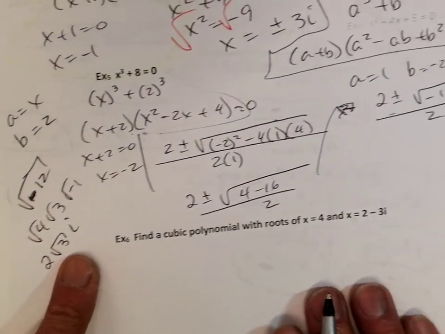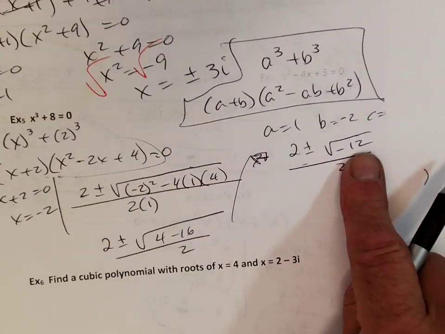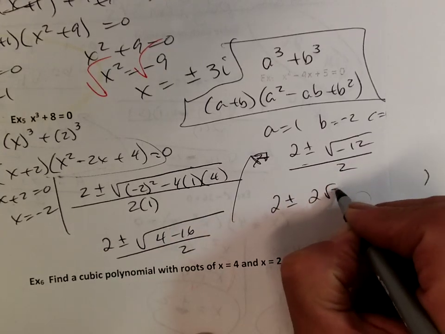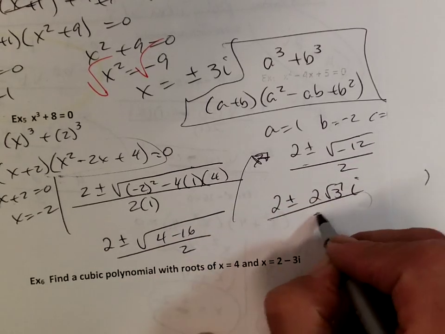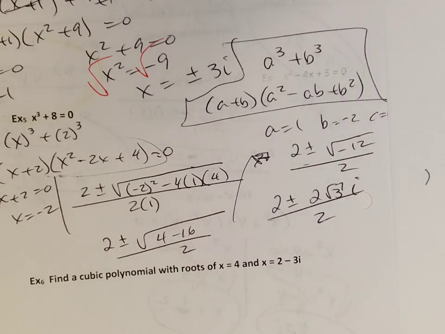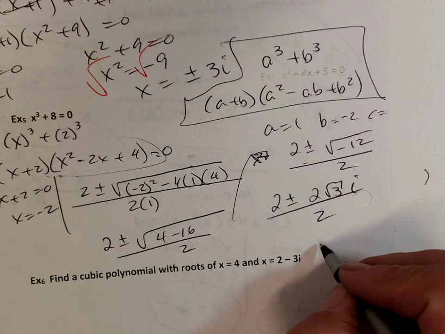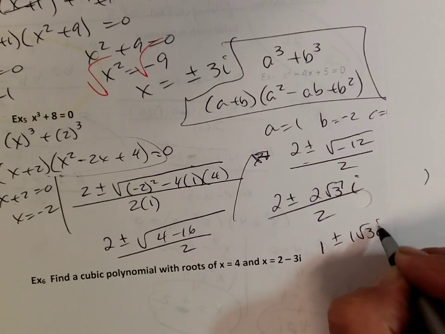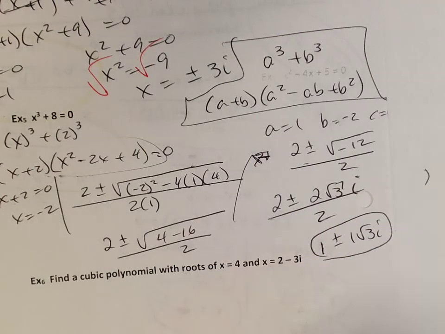So instead of writing the square root of negative 12, let's write 2 plus or minus 2 square roots of 3i over 2. The 2 is reduced, and I've got 1 plus or minus 1 square root of 3i. And those are my other two answers. Okay?